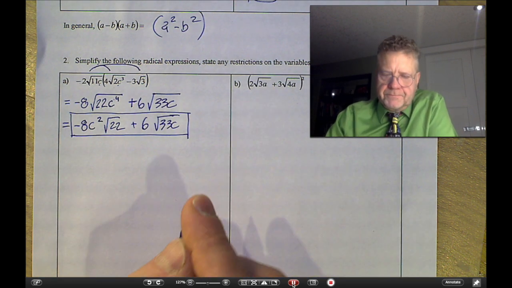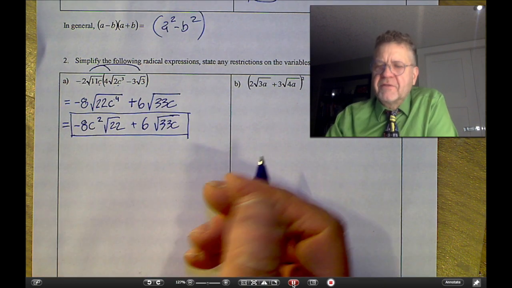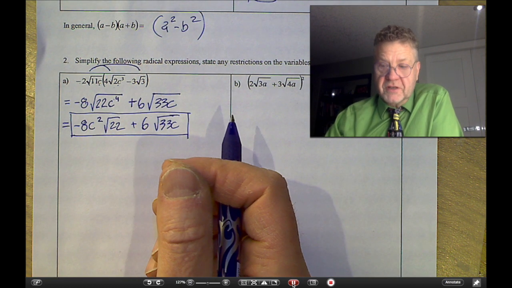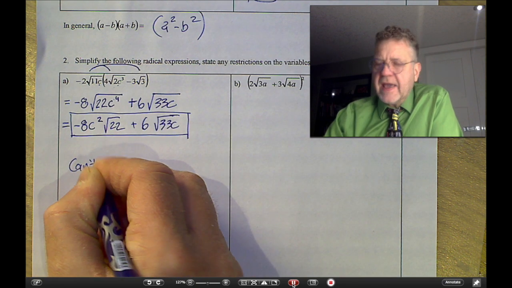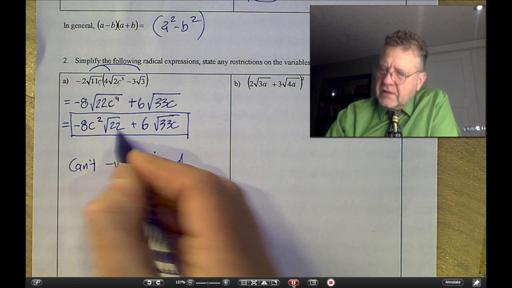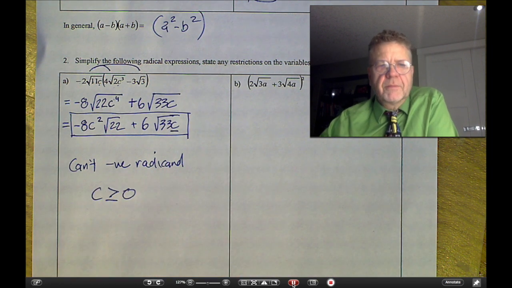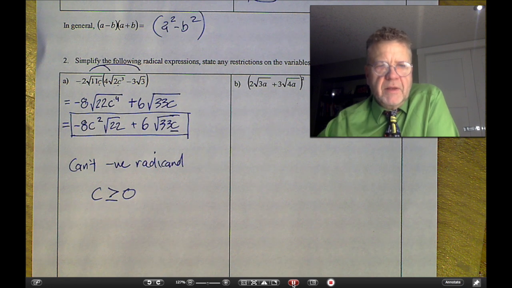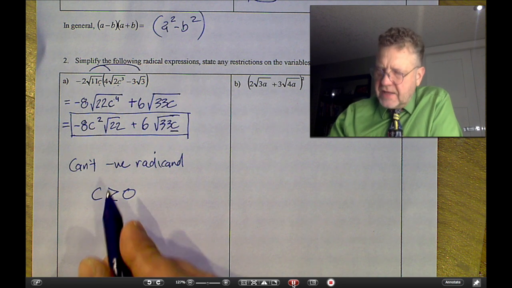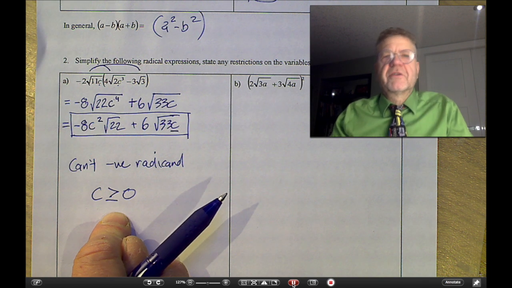All right? Now, one more complication. Remember when we were talking about square roots of variables? You have to now deal with and state your restrictions. In other words, you can't have a negative radicand. What does that mean? Well, you see the c here? It means that c must be greater than or equal to 0. c cannot equal a negative number because you can't take a square root of a negative number. And so we need to state that restriction. This is a new thing. You're going to have to do this forever now in your mathematical careers.